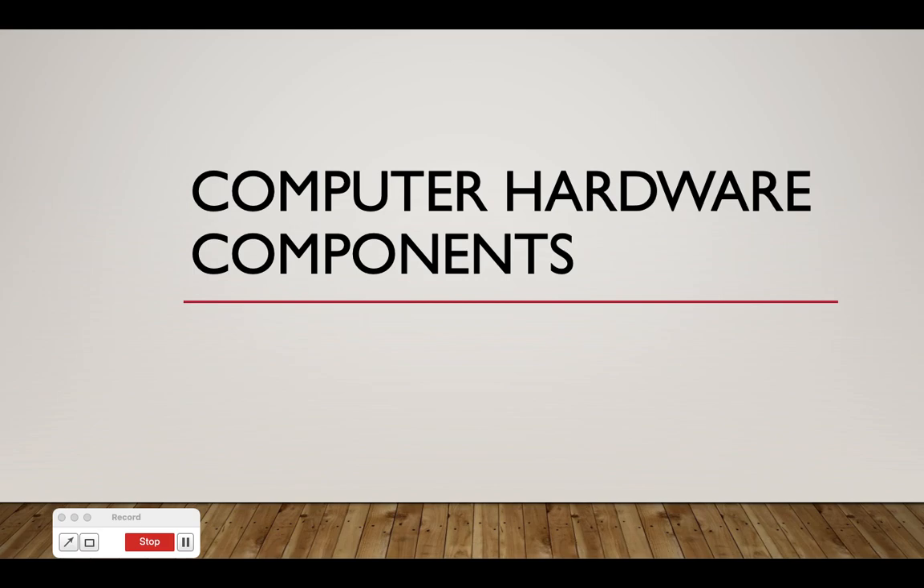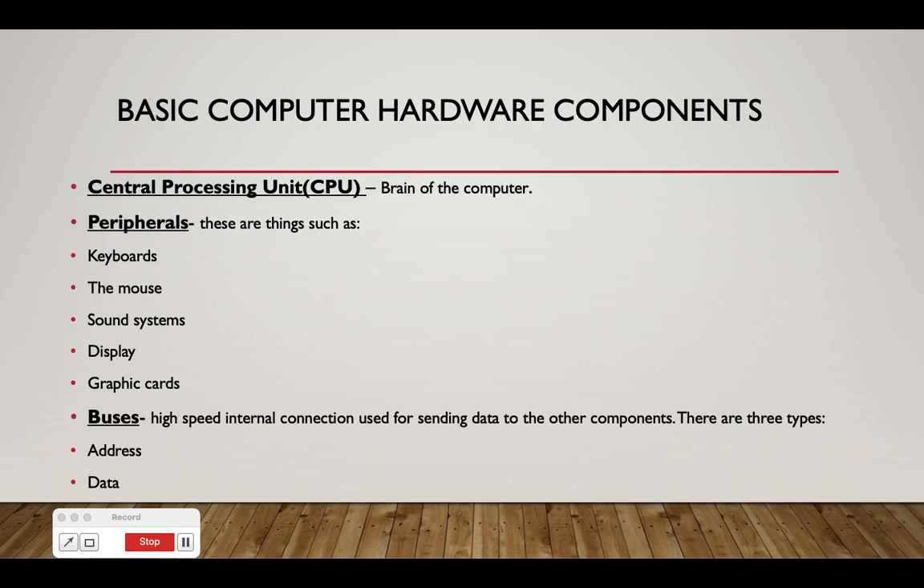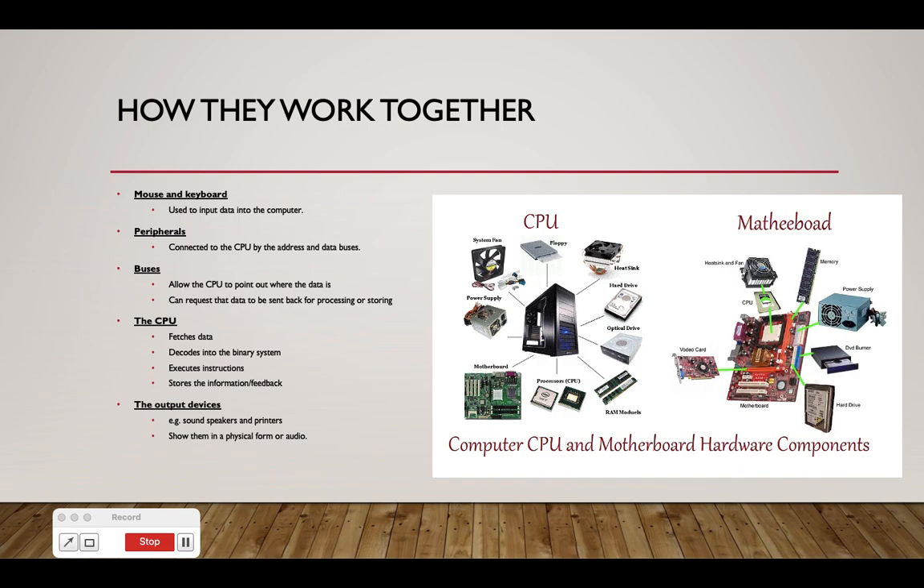The computer hardware components, we're going to talk about that. So these are the basic computer hardware components. We have the CPU, which is again the brain of the computer. We have the peripherals. These are things like the keyboard, the mouse, sound systems, etc. Then we have buses, which we talked about, high-speed internal connections used for sending data to the other components. And we also talked about the three types.